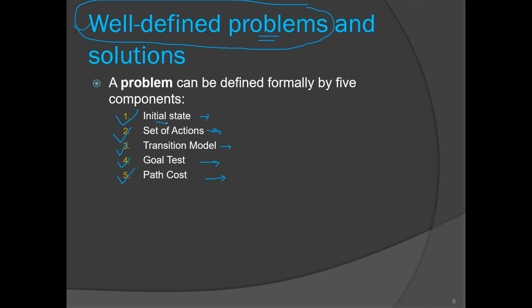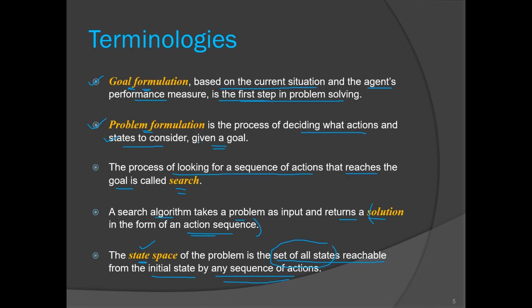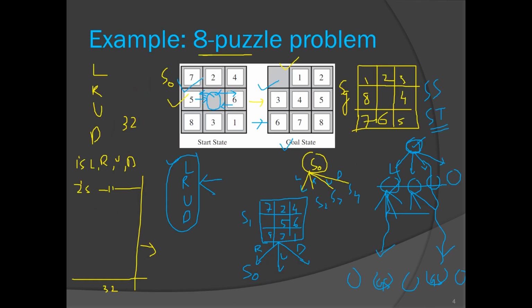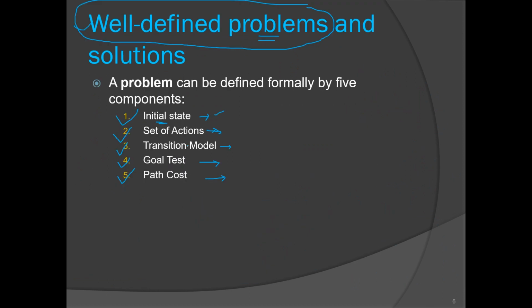So we have the initial state. What is the initial configuration? What is the starting point of my problem? Just like this, this was my initial state, right? Then the next one is the set of actions, the possible actions available to our agent.